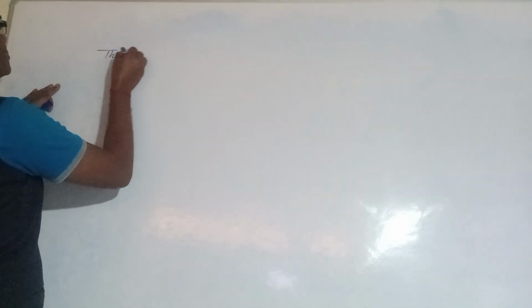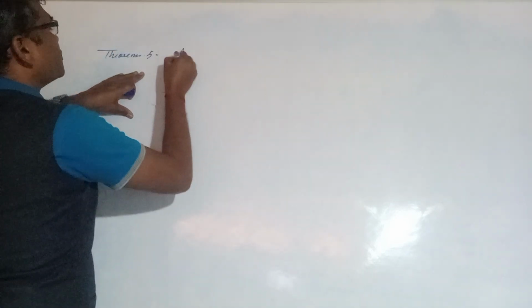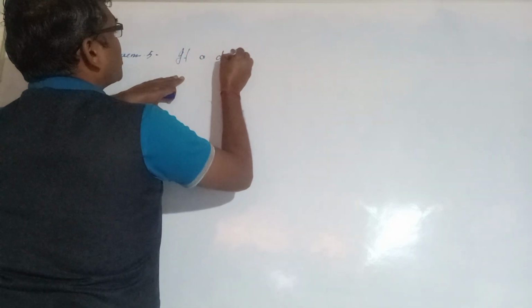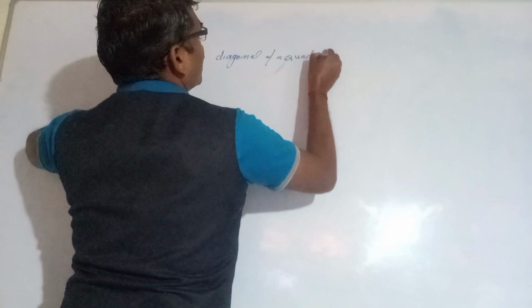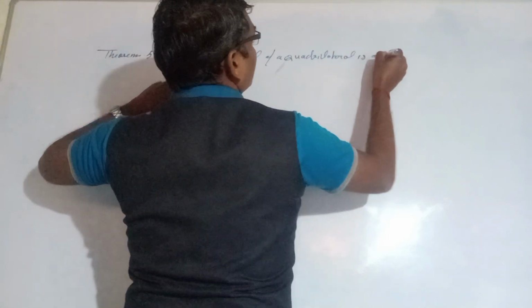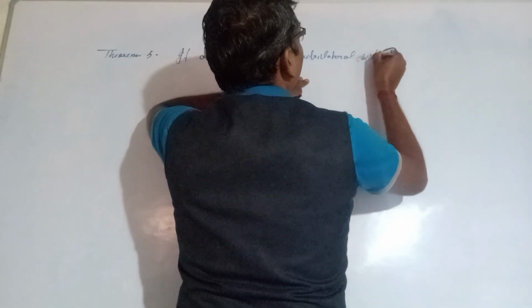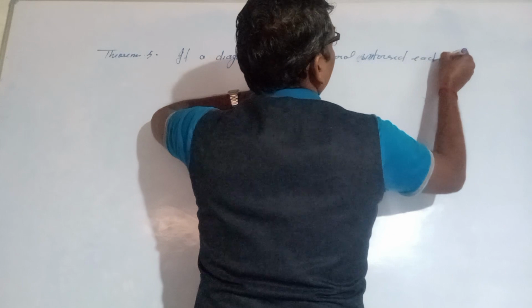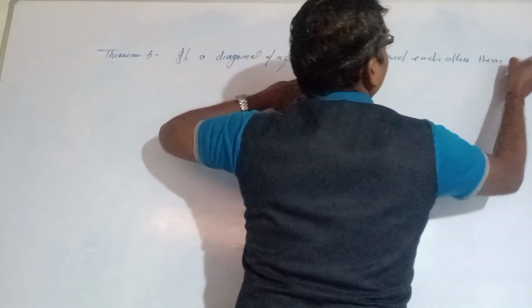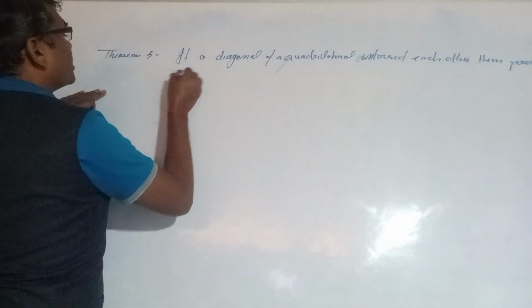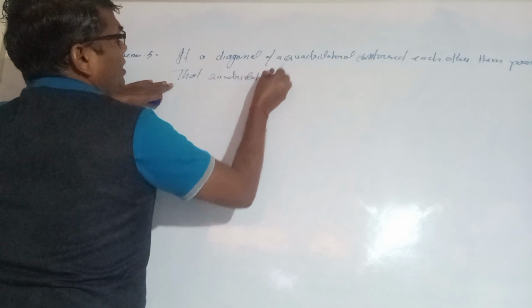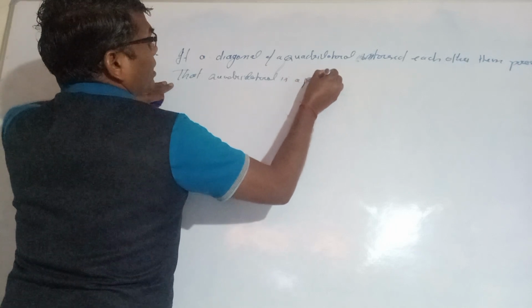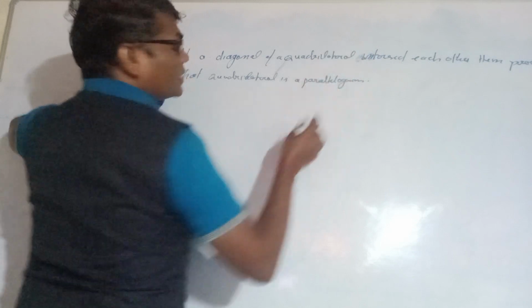Here is the theorem. Theorem 5. If the diagonals of a quadrilateral intersect each other, then prove that the quadrilateral is a parallelogram. We have to prove that it is a parallelogram.